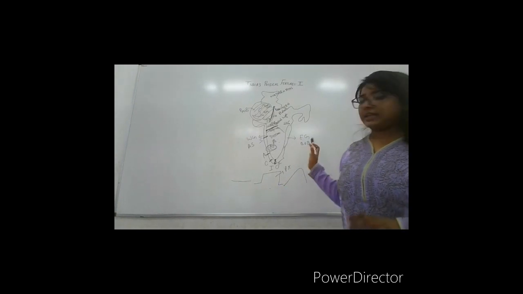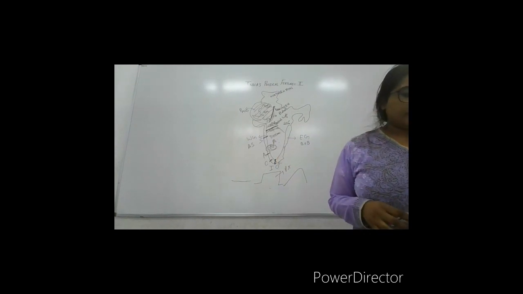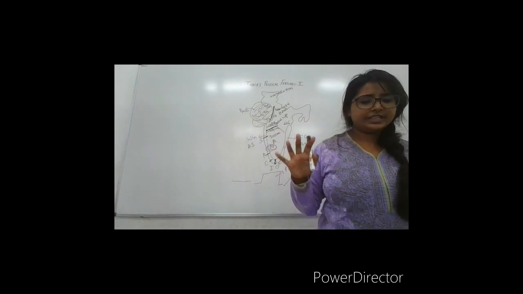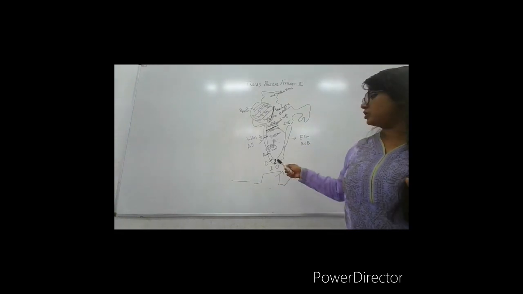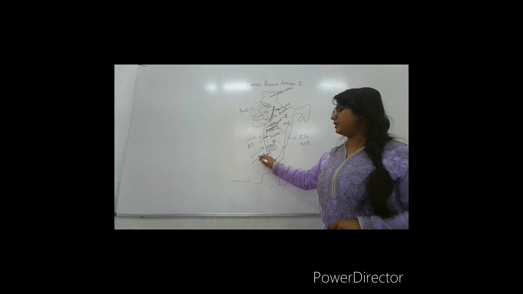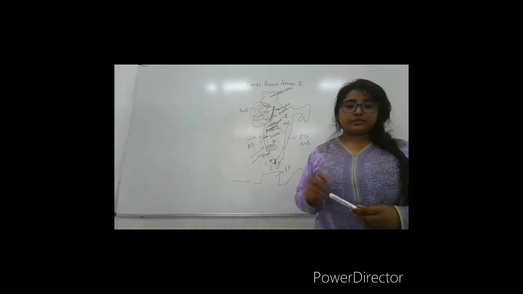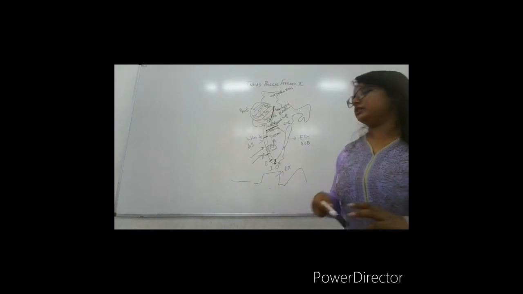Then we'll talk about the climate here. So the climate varies. In some places it's semi-arid climate, some places it's warm, and it also receives monsoon rain from June to October. Now there are also major rivers flowing through the Western Ghats and Eastern Ghats.